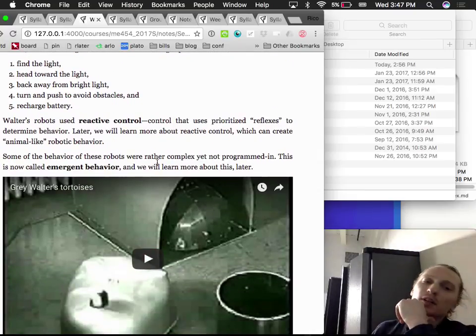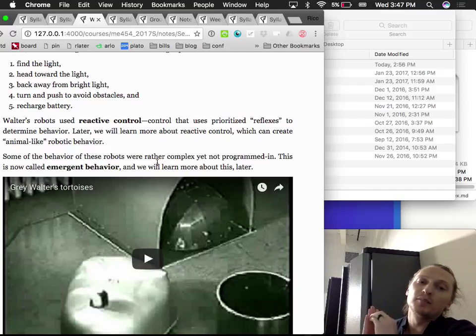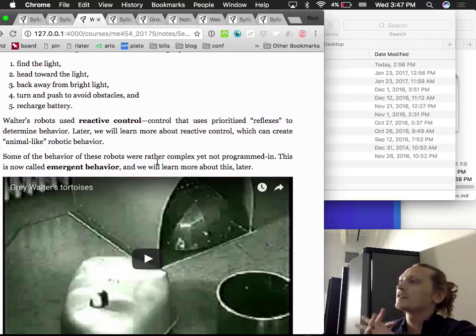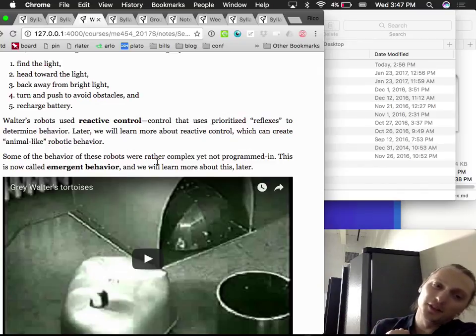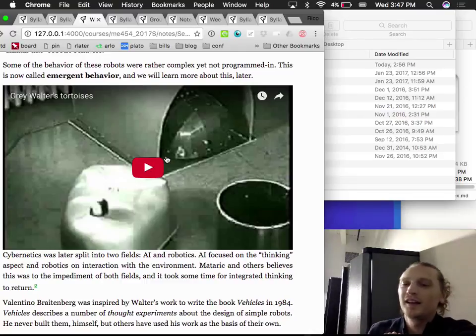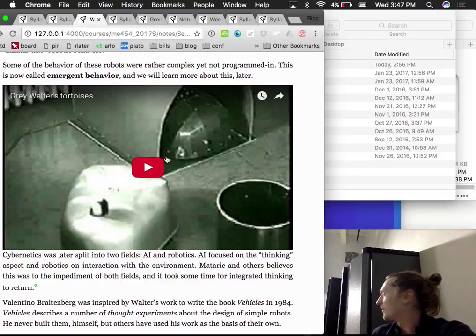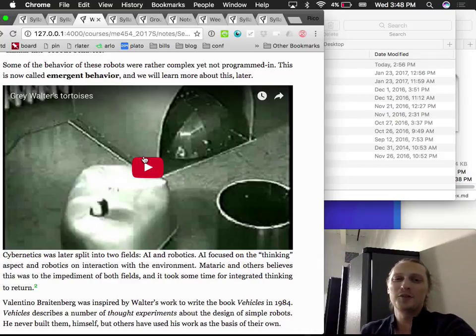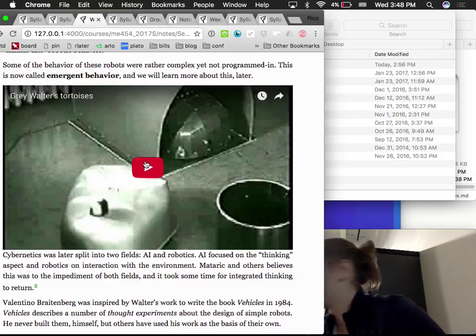Some of the behavior of these robots was rather complex, yet not programmed in. This is now called emergent behavior, and we will learn more about this later. Emergent behavior is like my jam. It's really cool. So there's this video of Grey Walter's tortoises, and I'm going to play it, and I'm going to go get my laptop charger as I'm playing it.